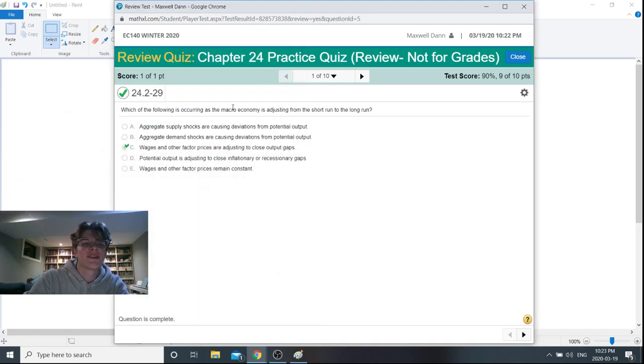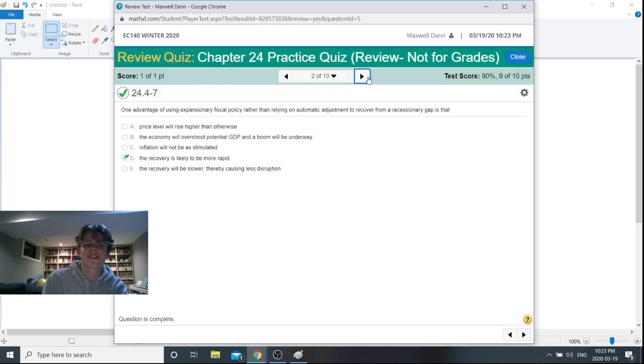So which of the following has occurred? We talked about that already. Just factor prices adjust to close output gaps. One advantage of using expansionary fiscal policy rather than relying on automatic adjustment to recover from a recessionary gap is that, when we have a recessionary gap, we talked about sticky wages, which means the recovery is going to be slower. So governments intervening will make it quicker. Their recovery is likely to be more rapid.